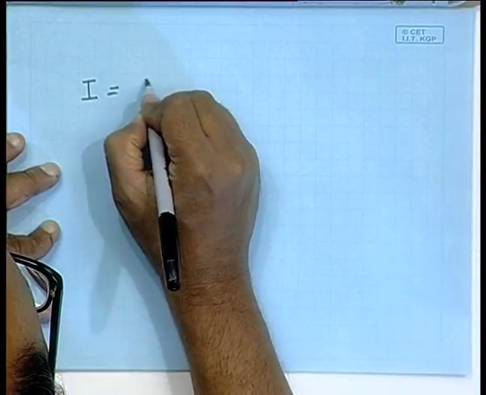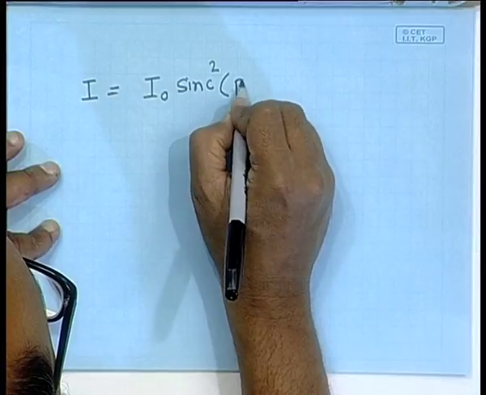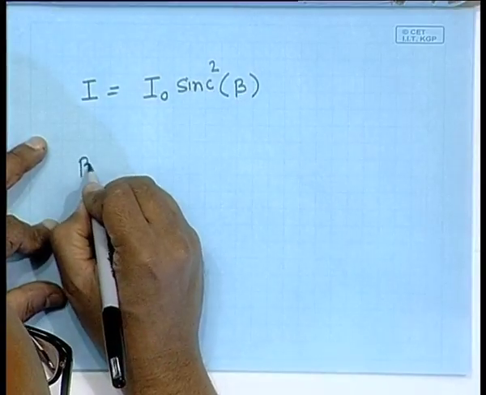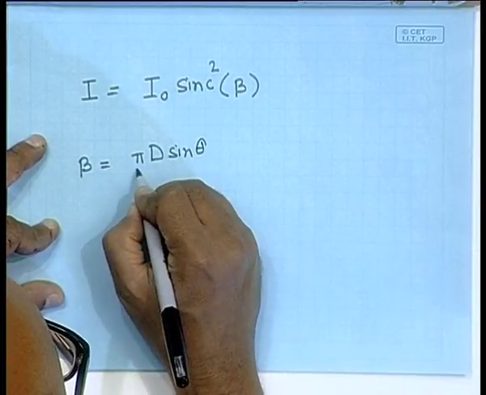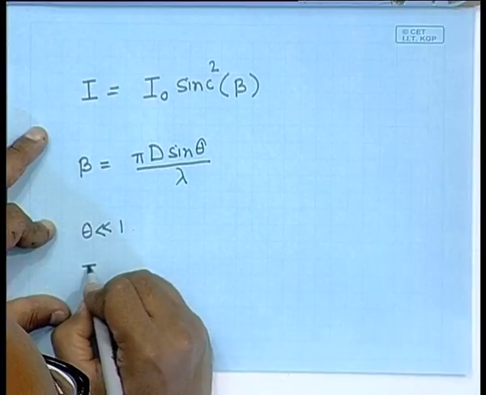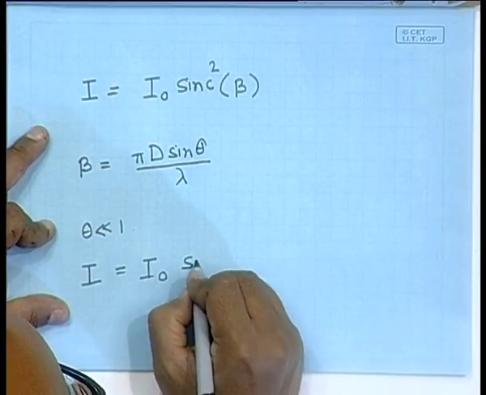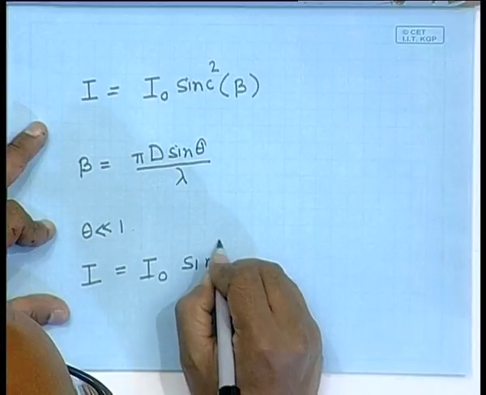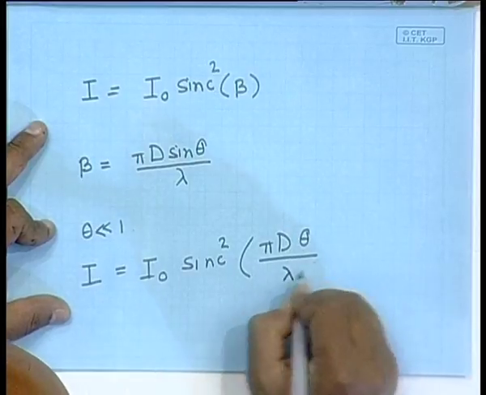We can also write this. Usually we write it like this: I is equal to I naught sinc square beta, where beta is pi d sine theta by lambda, and if theta is much less than 1, then I is equal to I naught sinc square pi d theta by lambda.